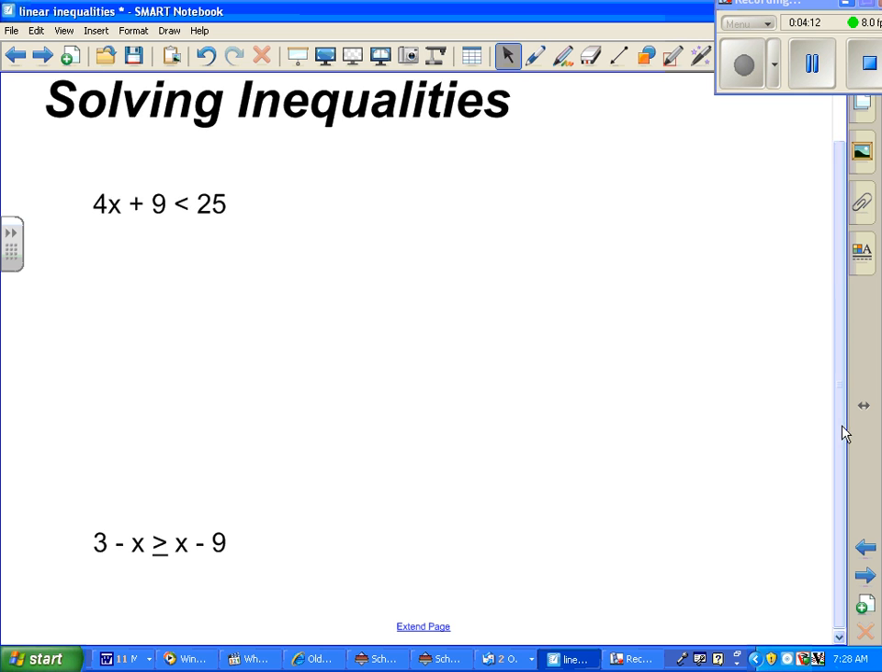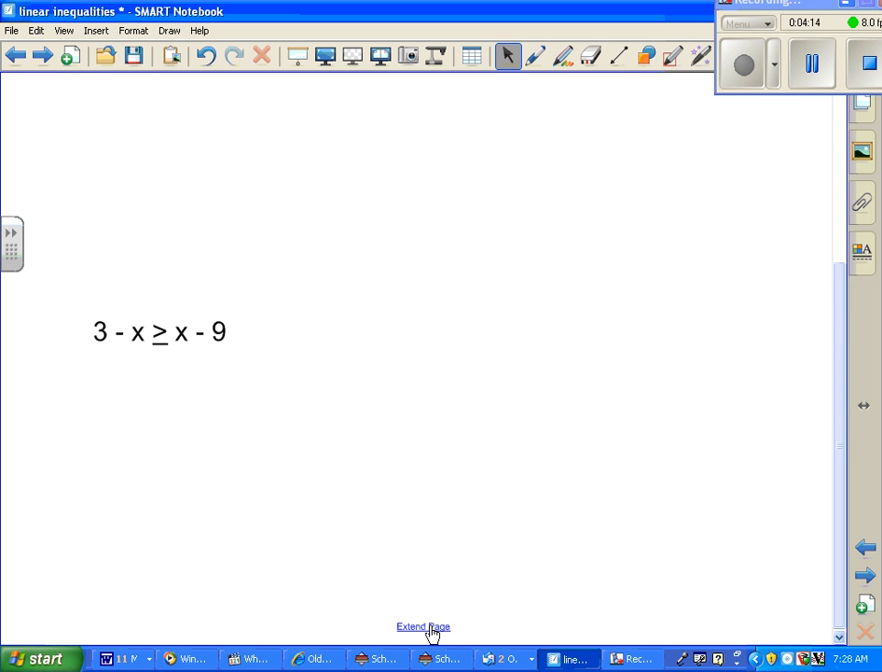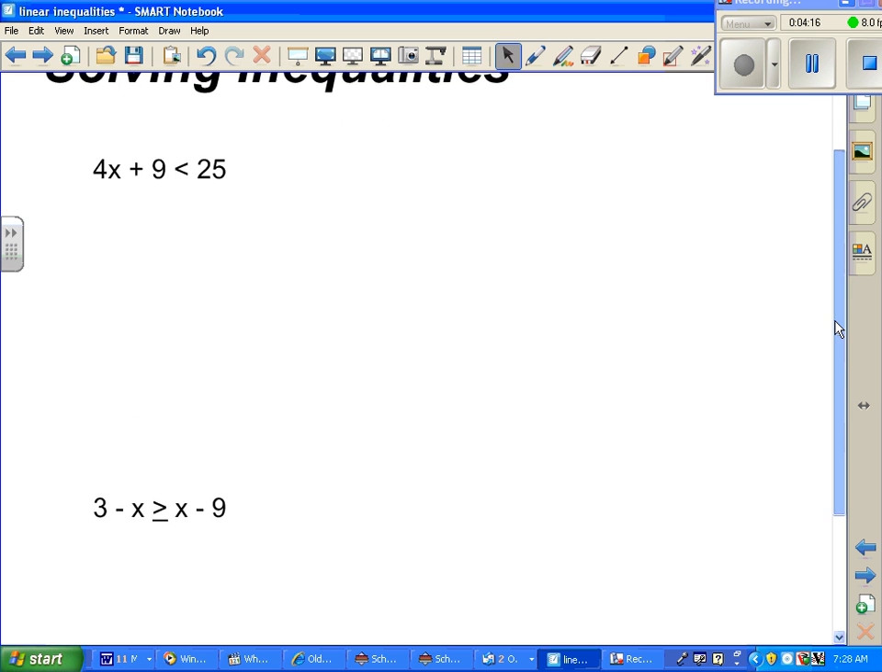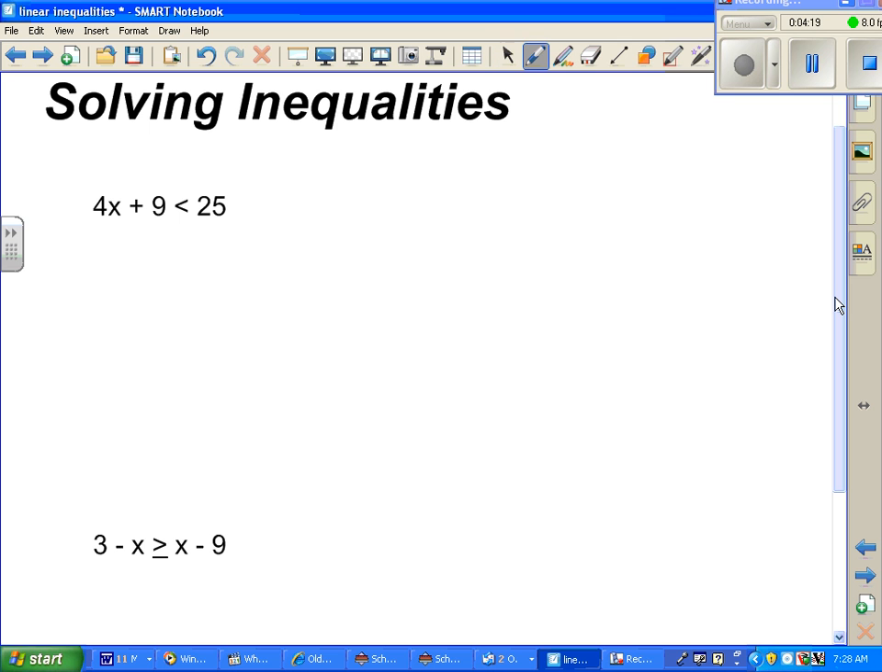Solving these things. There's a couple tricks you need to know about. You're going to solve it just like a regular equation, except for one little thing. So if this were an equal sign here, just pretend it is. First thing we do is subtract 9, which we can do. 4x is less than 25 minus 9, which is 16. Now we divide by 4.